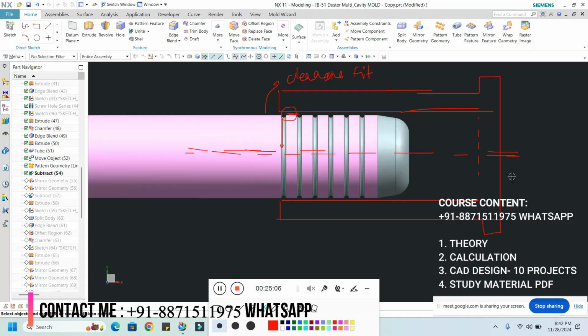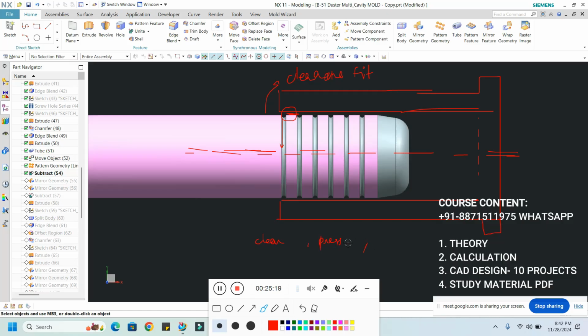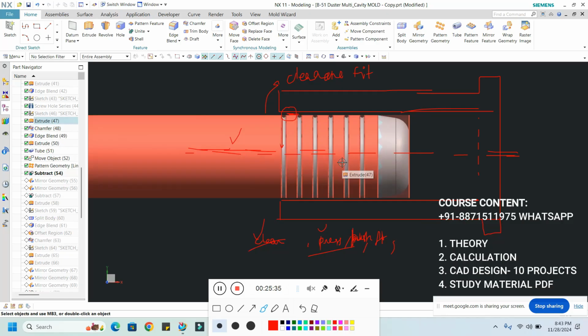There are types of fits here. Right now, considering the mold, there is the clearance fit and the press fit, sometimes called push fit. So only two types: clearance fit and push fit. Is it clear? Clearance fit we have to provide between the guide pillar and the guide bush.